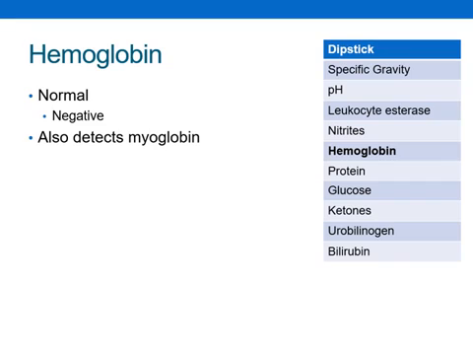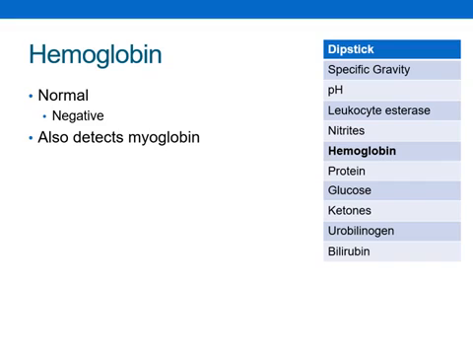Hemoglobin is another item that is not typically found within the urine, so a normal test result would be negative. If it is positive, there's a variety of causes that might have led to hemoglobin being in the urine. These include rhabdomyolysis, a UTI, renal stone, or even trauma to the GU tract.